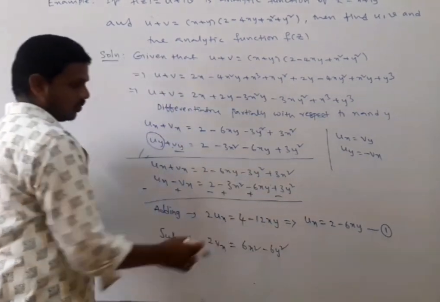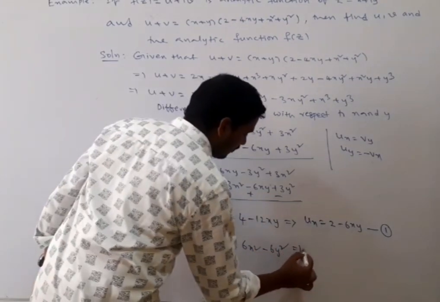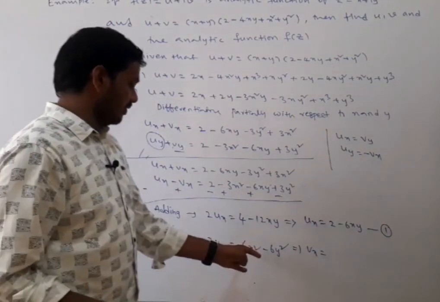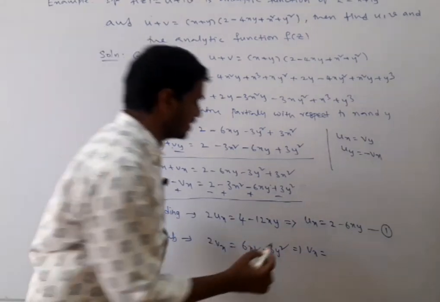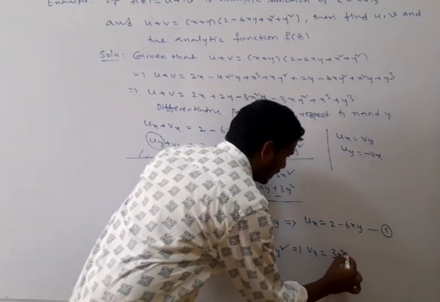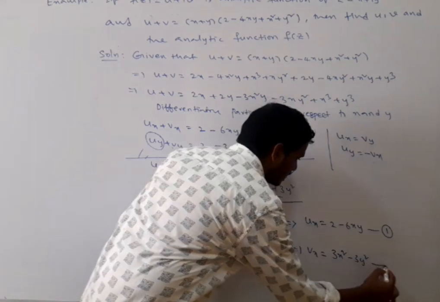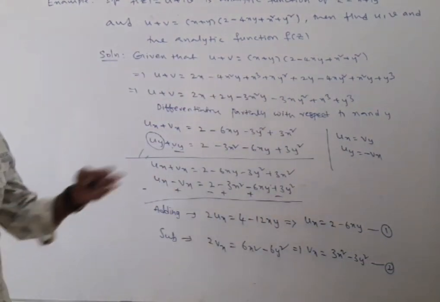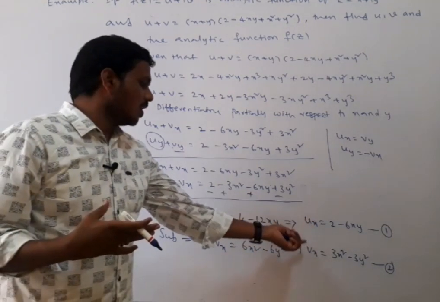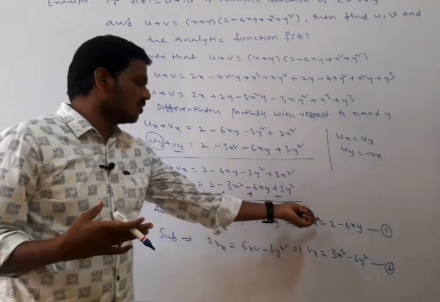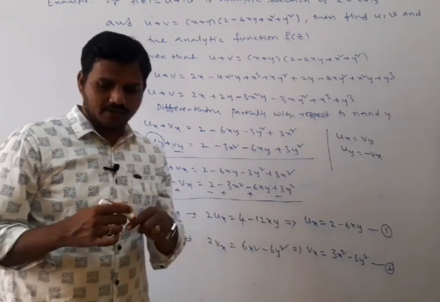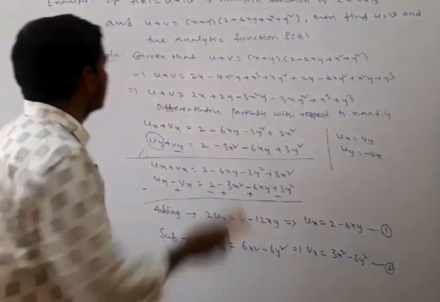So you can take 2 common and cancel it, which gives vx is equal to, if you take 2 common, 3x square minus 3y square. Say this is 2. Is it clear? To determine u and v, we have the separate terms: ux is equal to 2 minus 6xy, vx is equal to 3x square minus 3y square. Right, next, continuation.